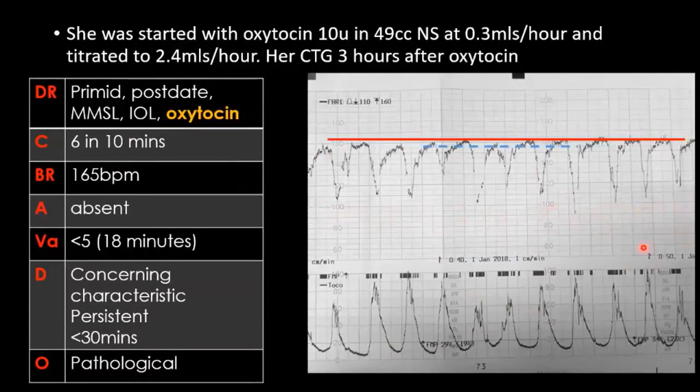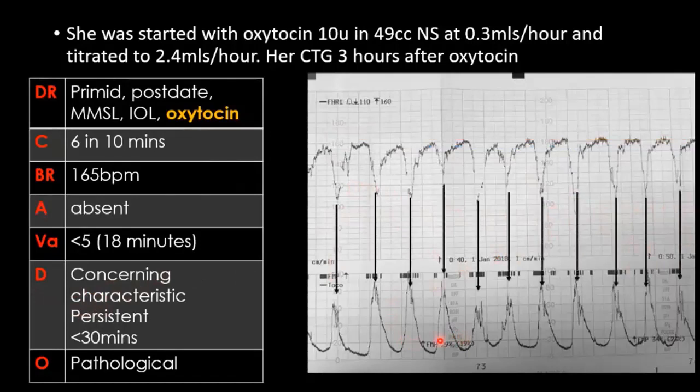So let's see what happened next. Is there any deceleration? Yes, there is deceleration. You may argue every deceleration actually coincides with the contraction. So is this an early deceleration? Is it normal? You have to look carefully. This is not symmetrical, and this is actually a variable deceleration with concerning characteristics.